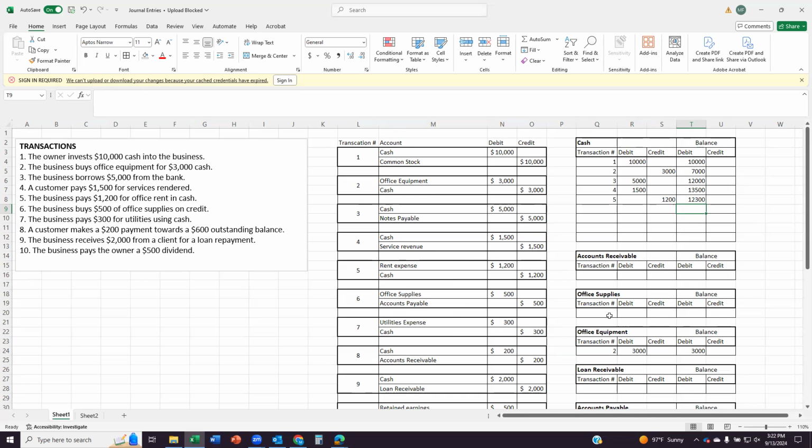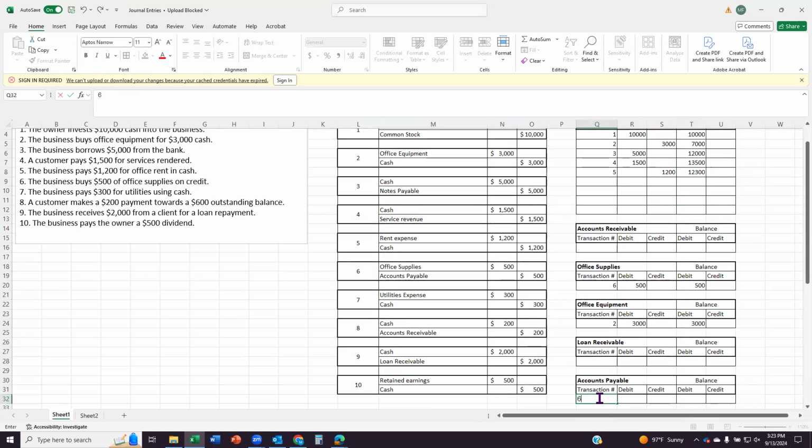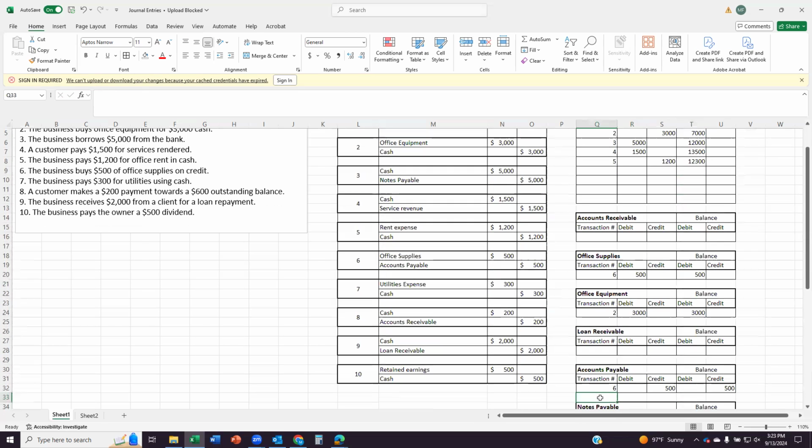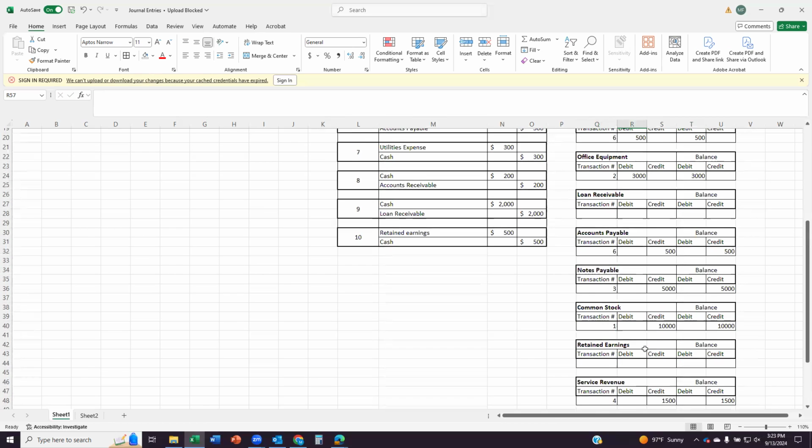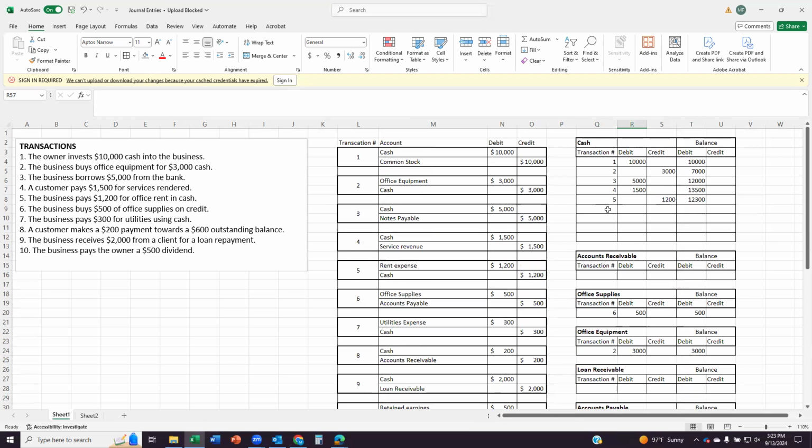Transaction 6, we debit office supplies by 500, giving us a new balance of 500. And we're going to credit accounts payable by, what was it? There it is, 500, giving us a new credit balance of 500 in that account. Transaction 7, we're going to debit utilities expense 300, which gives us a balance now of a debit of 300. And we're going to credit cash 300, which will now give us a debit balance of 12,000. Right? We had 12,300 minus 300.